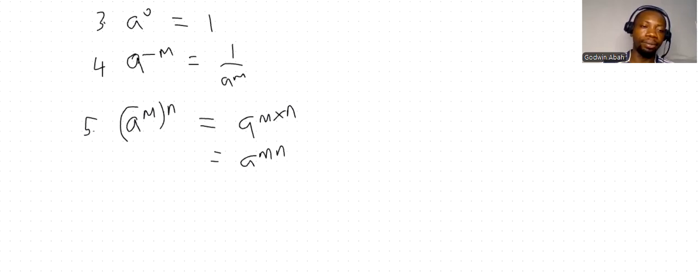So we're going to continue with the fifth law. We have a index m, then open and close bracket to the power of n. So open bracket a index m, close bracket index n. Remove the bracket, and you say times n. So this is now going to be a index m n. Let's apply this law in a question.